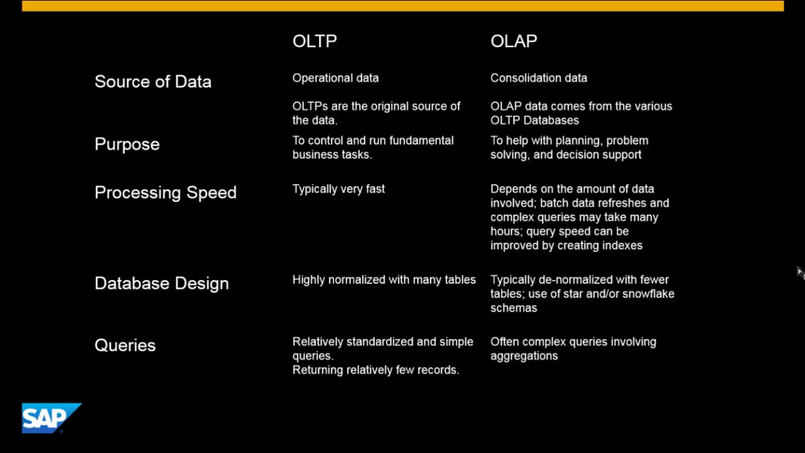In terms of queries on the data, in OLTP, the queries are relatively straightforward, returning a small number of records, whereas in OLAP, the queries can be very complex due to aggregations and hierarchical data, drill downs, and different patterns of slicing and dicing, as it's called, the data.